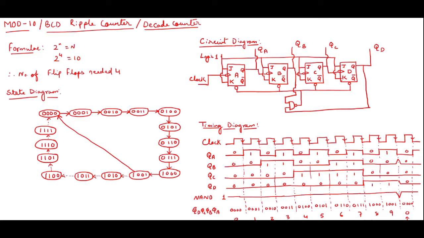The other states I have shown over here in dotted form. That means these states are invalid states, which are not to be used. It should come to 9, and from 9 it should bounce back to 0. Okay, now based on this, I'm designing a circuit right now.